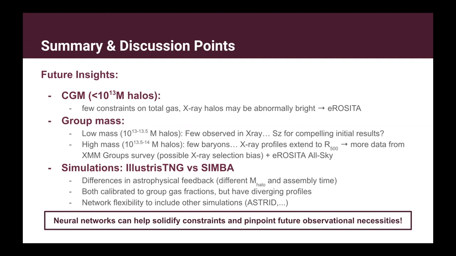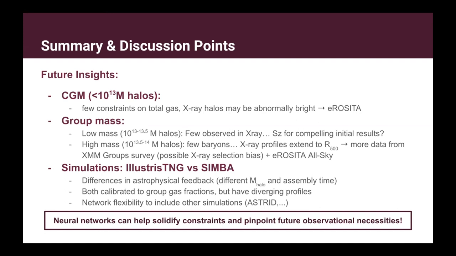but we obviously can't calibrate to any observations just yet. Looking at group mass, low mass groups are 10^13 to 10^13.5 solar mass halos, where there are only very few in the 1P set. 1P meaning changing one parameter at a time in the CAMELS set specifically. So still there are very few observed in X-ray, and so we might look to SZ for more compelling initial results.